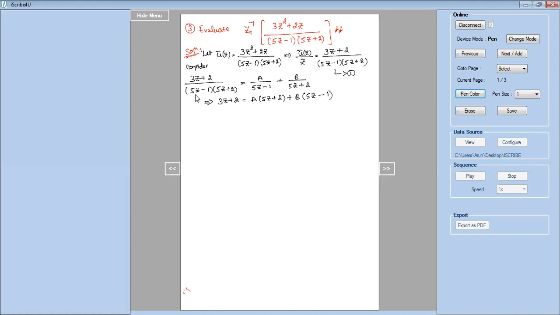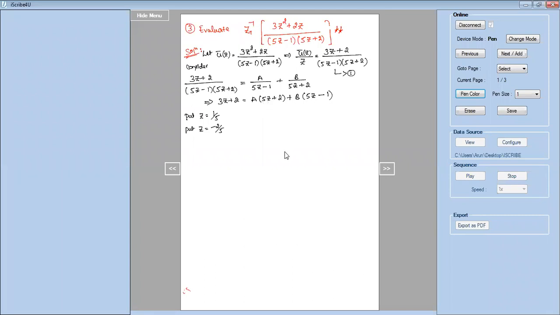So what values for z can we give? There are two roots here. What are those two roots? Observe 5z - 1. I can write 5z = 1, then z = 1 by 5. And from 5z + 2, 5z = -2, then z = -2 by 5. So these are the two roots of this polynomial. Let us take these two and substitute them in this so that we get the A and B values.